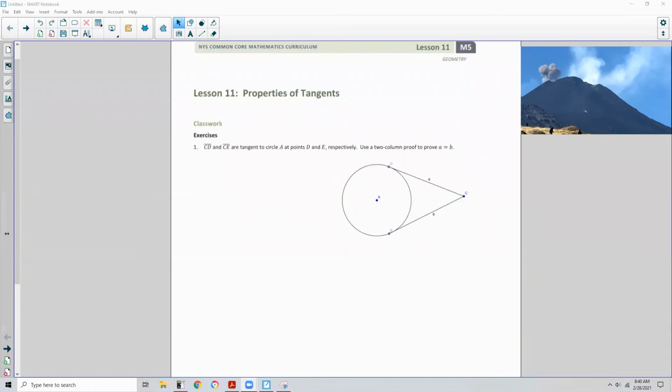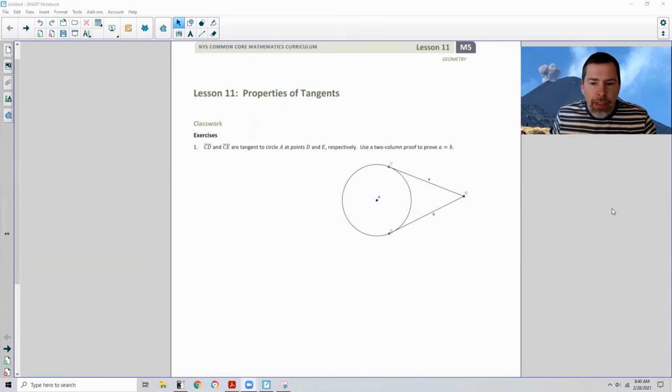Okay, we are in the beginning of topic C, lesson 11, and that is the cone of Mount Etna up close and personal. And we're doing properties of tangents today. So if you sat through my lesson 10 video, which is the longest video I've ever made in the last 6 years that I've been doing this, it was a very lengthy lesson. This one's shorter, 2 pages. So let's do this. Lesson 11, properties of tangents, classwork exercise.